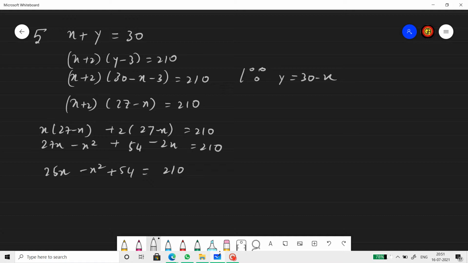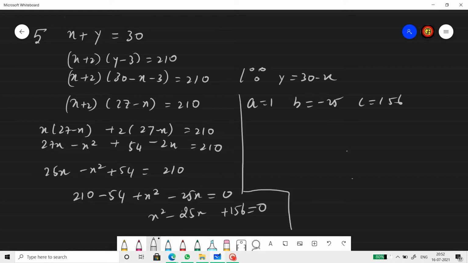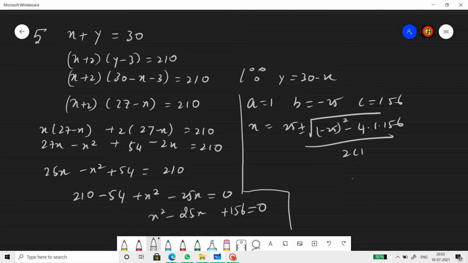I don't want any quadratic equation to start with a negative sign. So I prefer to take all the terms to the other side just to make x square positive. So 210 minus 54 plus x square minus 25x equals 0. Now apply the formula. X equals 25 plus or minus root over minus 25 square minus 4 into 1 into 156, by 2 into 1.